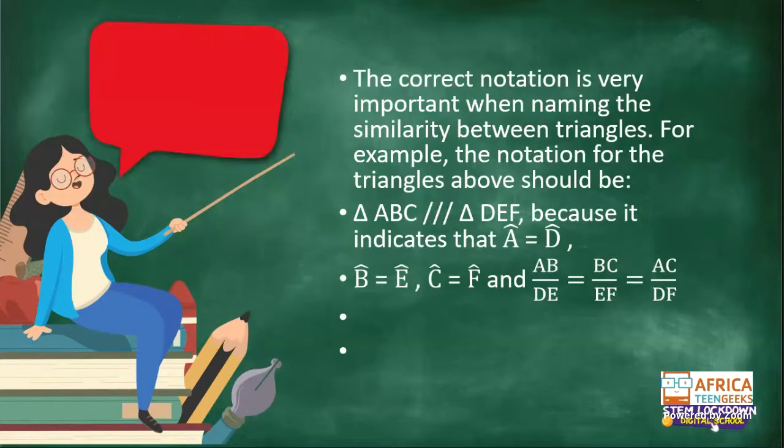Now, the correct notation is very important when you name the similarity between triangles. For example, the notation for the triangles above should be triangle ABC is similar to triangle DEF, because it indicates that angle A is equal to angle D, angle B is equal to angle E, angle C is equal to angle F, as we have just said.